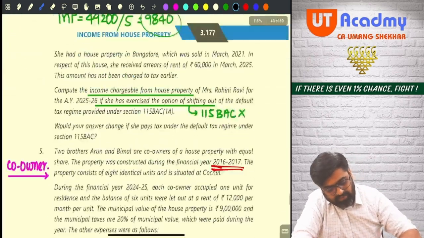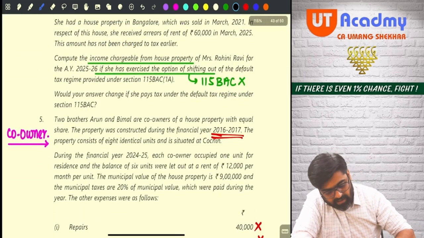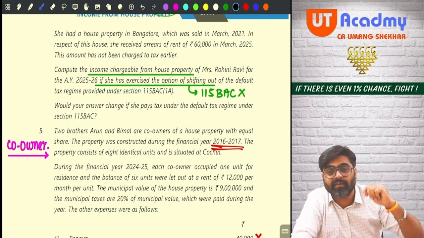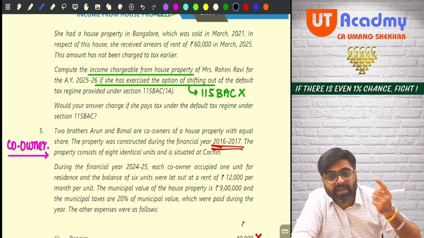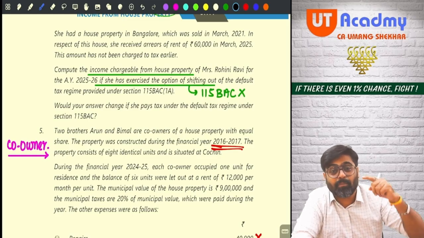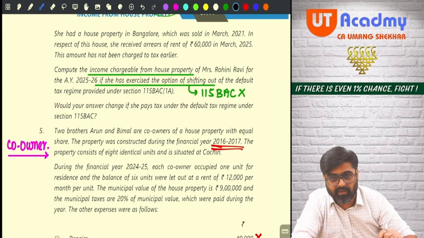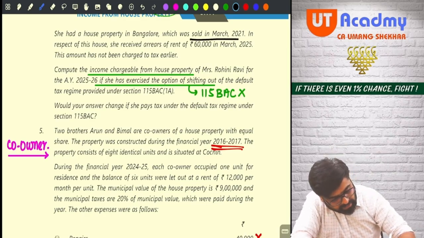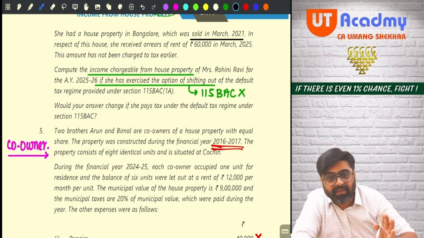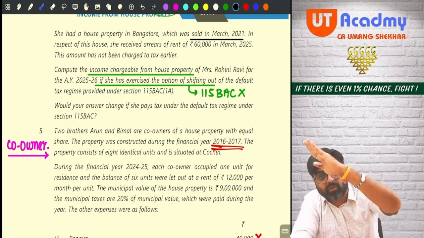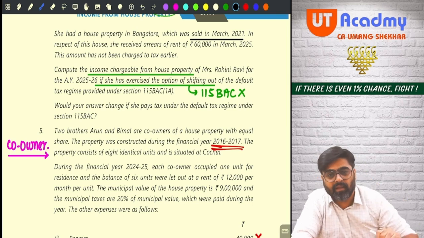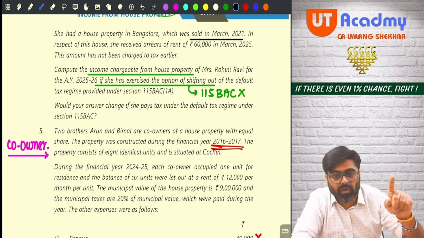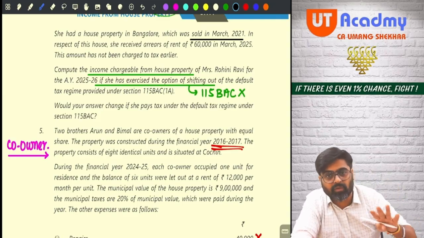In that question they are saying, she had a house property in Bangalore. She has or she had? Had is a past tense. In the past, she had a property. Where? Bangalore. Which she already sold in March 21. Meaning that in the previous year, 2021 only, she sold that property. So tell me, is she the owner of this property in previous year 24-25?